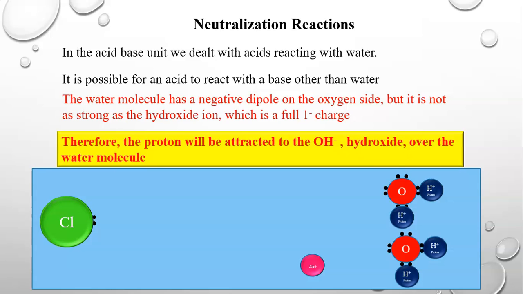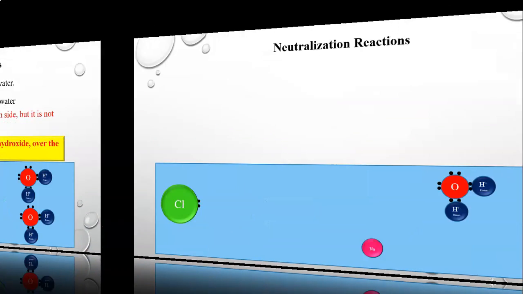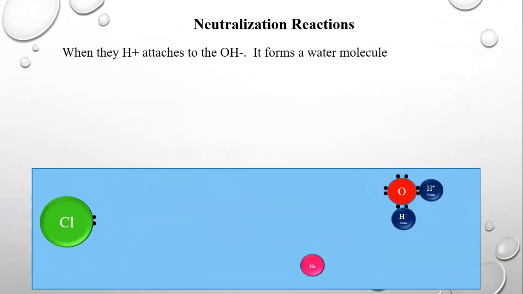So when you put a hydroxide, which is characteristic of a base, and a hydronium ion, just the H+, which is characteristic of an acid, you put them together, you have a water molecule. So when the H+ attaches to the OH-, it forms a water molecule. Water is a neutral substance. The pH is 7. It's right in the middle of the pH scale.